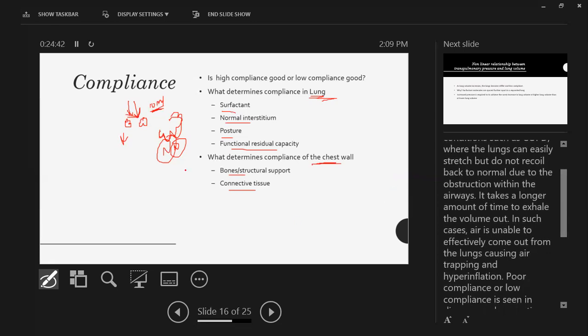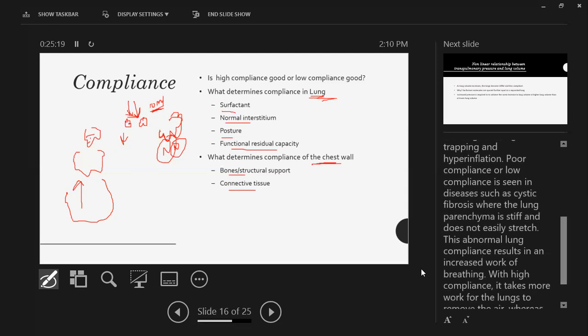In those cases, what happens? Some amount of air remains inside the alveoli itself, because the airway is not recoiling back. So continuously some more amount gets trapped. This is what happens in COPD and emphysema. Even in asthma, though asthma does not per se have a problem in recoil of lungs, air trapping happens. So it takes a longer time to put the volume out. In such situations, air is unable to come out effectively, causing air trapping and hyperinflation. This happens in high compliance situations, so high compliance is also not good.